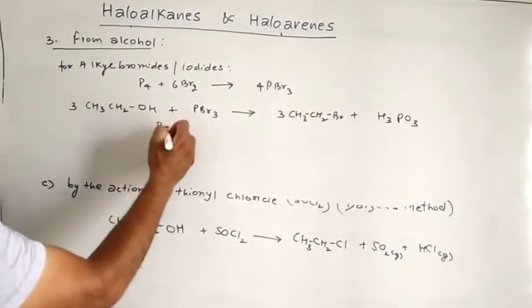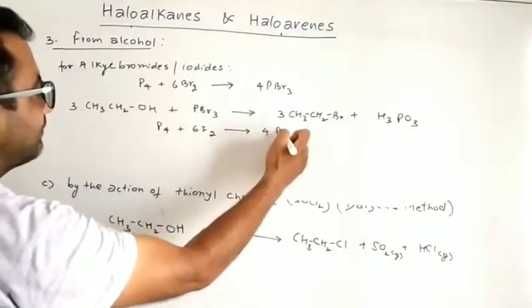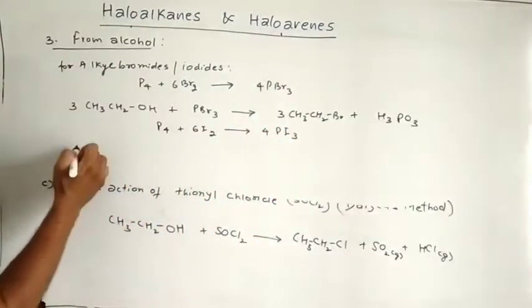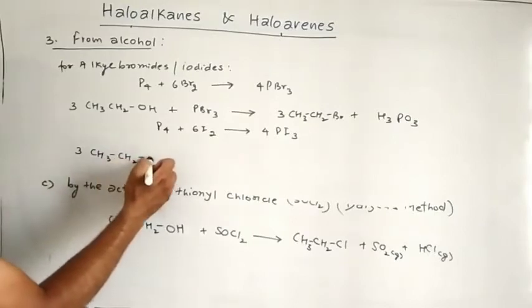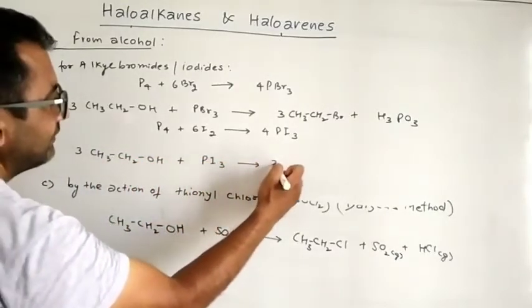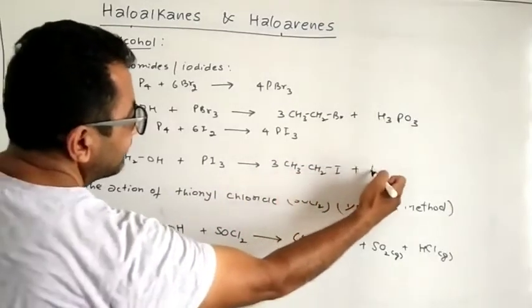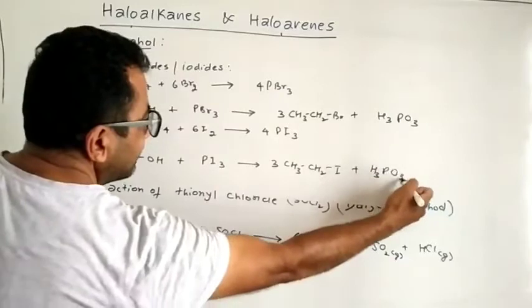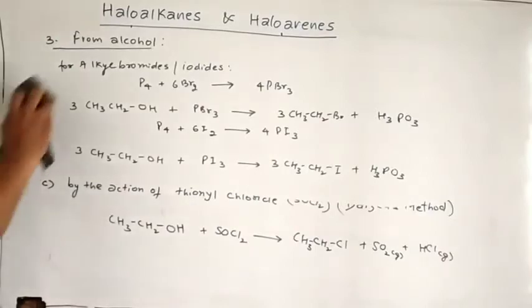Same for iodide. We have to add P4 plus 6I2. It will give you PI3. Then we will add the same ethyl alcohol plus PI3, which will give you 3 moles of iodide plus phosphorus acid. So now we have these methods to prepare.